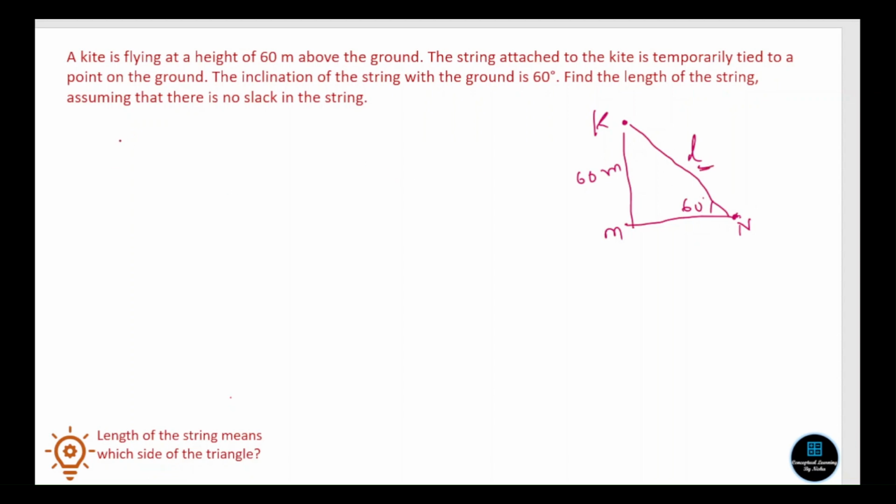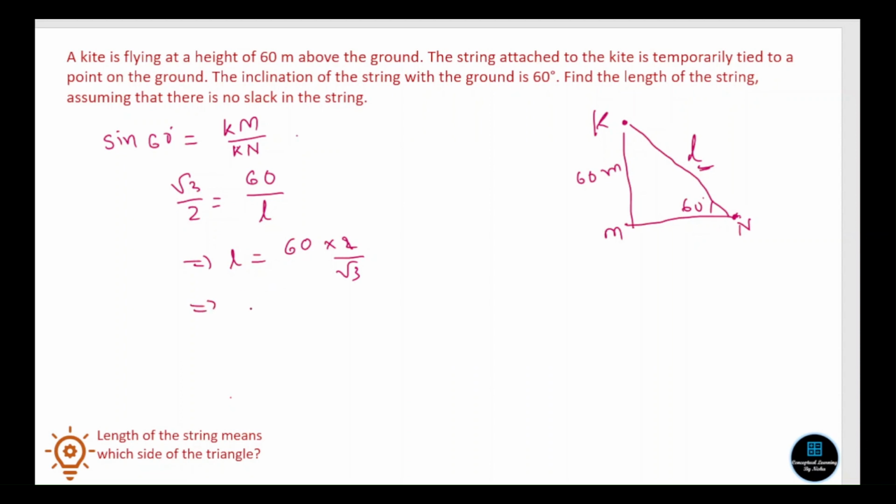So which ratio do we take? Yes, sine 60 degree is equal to KM upon KN. Now sine 60 is root 3 upon 2, KM we have as 60, and we have to find L. So L is equal to 60 into 2 upon root 3. So what do we get?